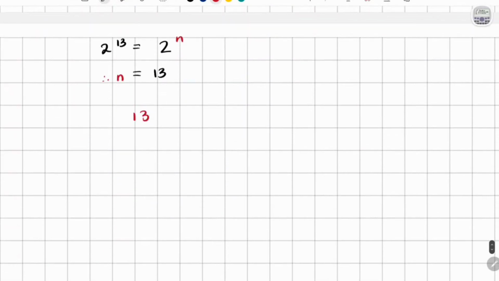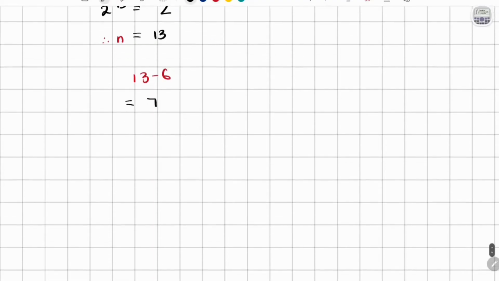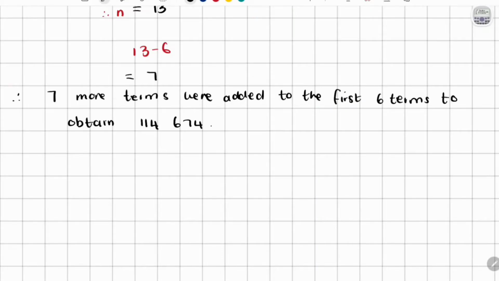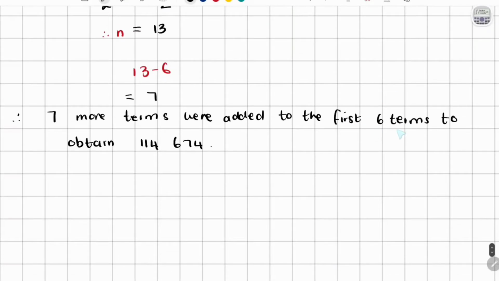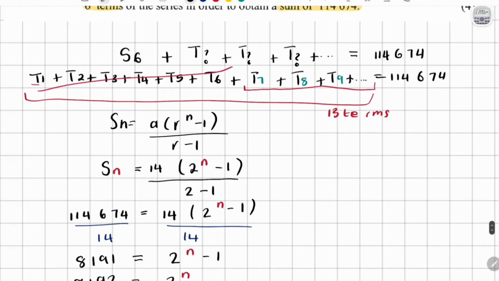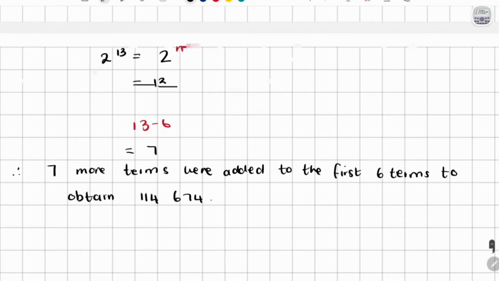If we say 13 minus 6, that is equal to 7. So it means that 7 more terms were added to the first 6 terms in order to get that number. So 7 more terms were added to those first 6 terms in order to obtain that number. And that is 2.1.2. Moving on to the next question.